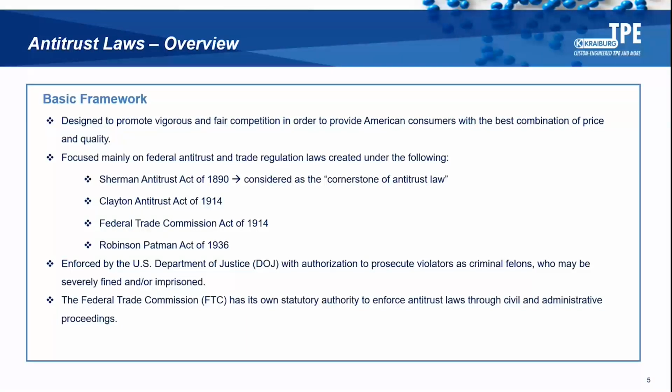These federal laws are enforced by the U.S. Department of Justice, and they have the authorization in situations where there are violations to prosecute violators as criminal felons, and they could lead to violators being severely fined or, in some cases on an individual basis, imprisoned. The Federal Trade Commission, based on the Act of 1914, has its own statutory authority to enforce antitrust laws through civil and administrative proceedings.